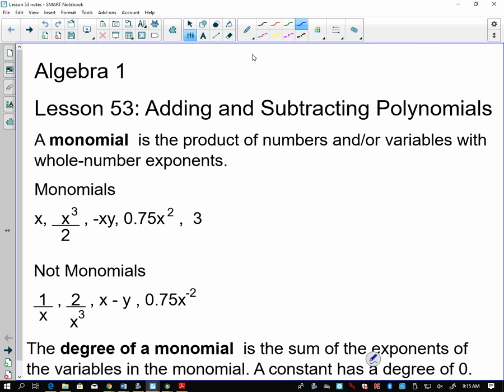A monomial is the product of numbers and/or variables with whole number exponents. Okay? All right, so we should see the difference between monomials and not monomials. So we have up here examples of monomials, single set things. Not monomials we find down here below. So, the product of numbers and/or variables with whole number exponents. These that we see down here are not monomials because these have variables with non-whole number exponents.